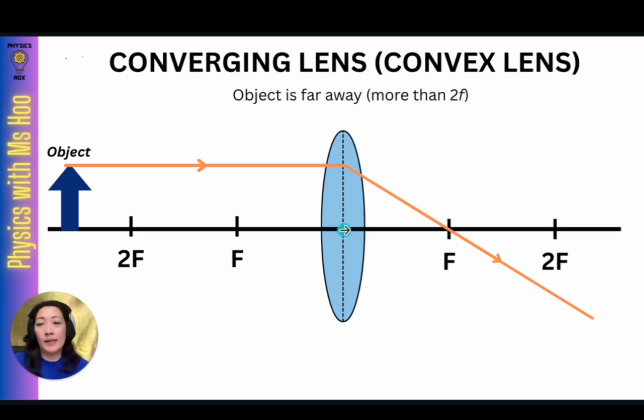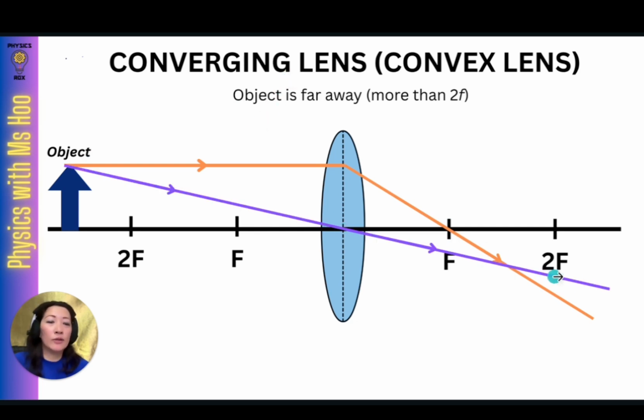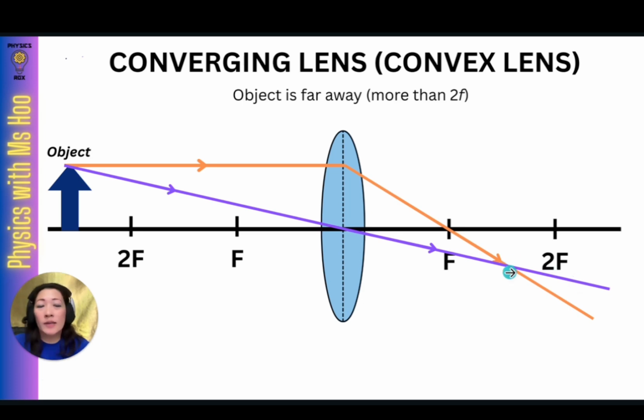Now, the second light ray that I recommend you draw is a light ray that goes through the optical center. So start from the same point on the object and draw a light ray that goes all the way through the optical center to the other side. The image is formed at the intersection point of these 2 rays. Why these 2 rays? Because these are the 2 light rays that have refracted through the convex lens.